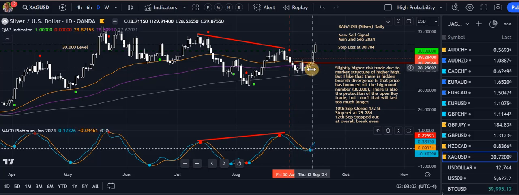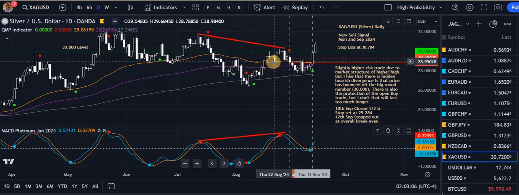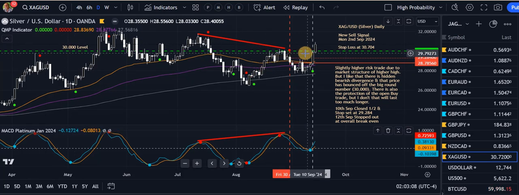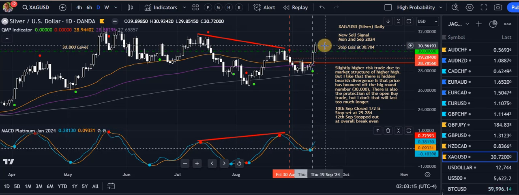I just didn't like it. The reason why I didn't like it: silver is at the big $30 level already, which is a previous high, which is obviously a big round number. And the MACD platinum was just already through the zero level. It just didn't look good, but as I said, Captain Hindsight has proven me completely wrong.